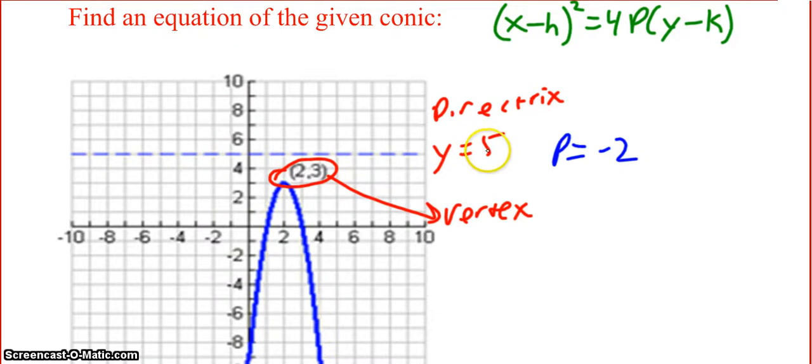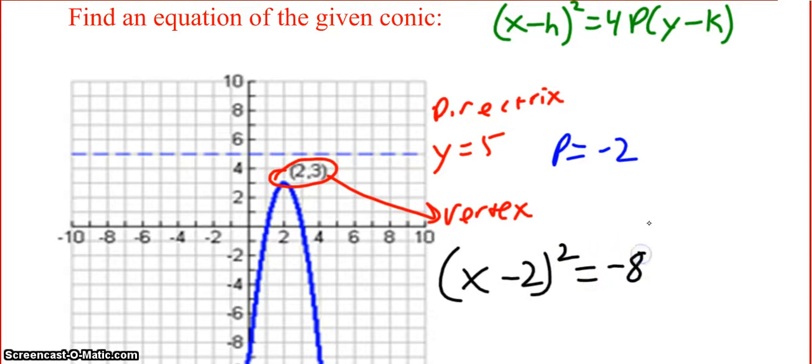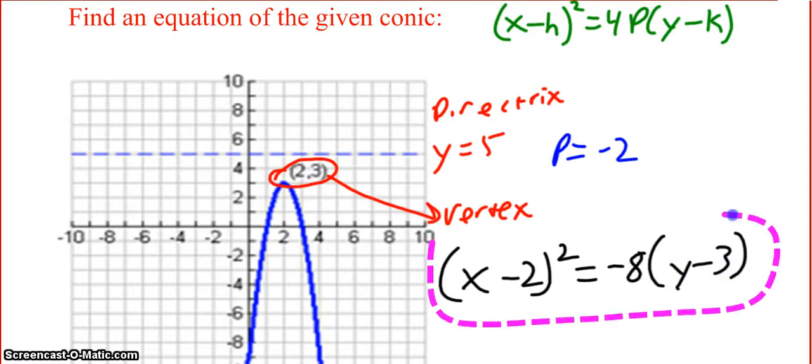And I know that because that is the distance from the directrix to the vertex, and I know it's negative because it's opening down, so therefore my answer will be x minus 2 squared equals negative 8, 4 times negative 2, times y minus 3. So, that's what we do. We take the information that we see, we pull out any key information we can, and we write the equation of the conic.